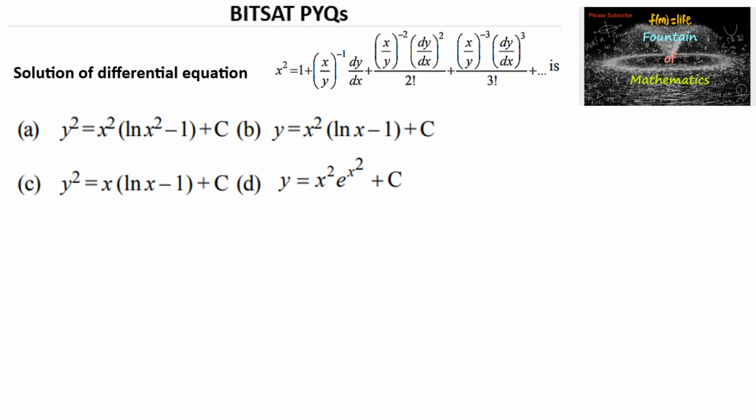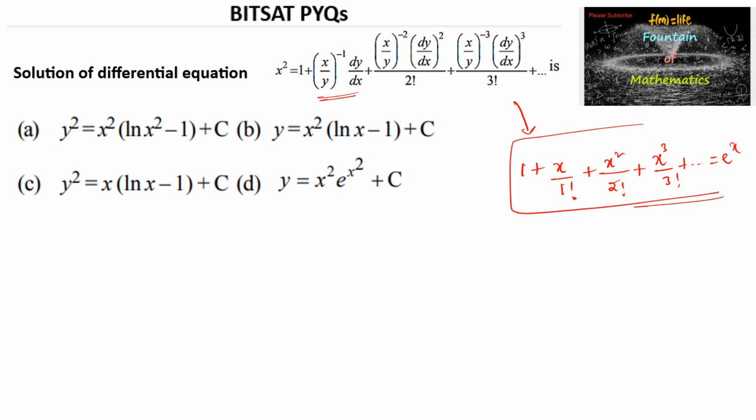We need to find the solution of the differential equation x square is equal to 1 plus (x upon y) whole power minus 1 into dy by dx plus (x upon y) whole to the power minus 2 into (dy by dx) whole square upon 2 factorial plus (x upon y) whole power minus 3 into (dy by dx) whole power 3 upon 3 factorial and so on. So it is in the form of 1 plus x upon 1 factorial plus x square upon 2 factorial plus x power 3 upon 3 factorial plus and so on is equal to e to the power of x. It's an expansion of the exponential function e power x.